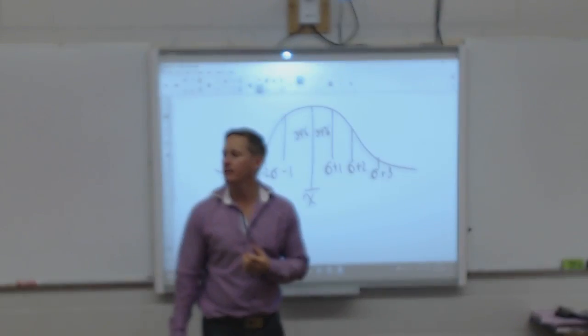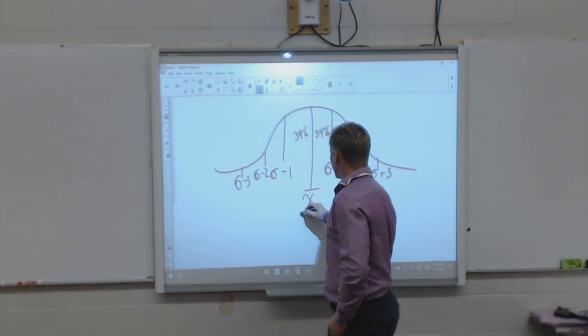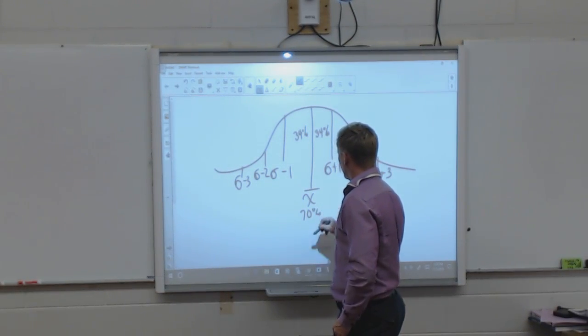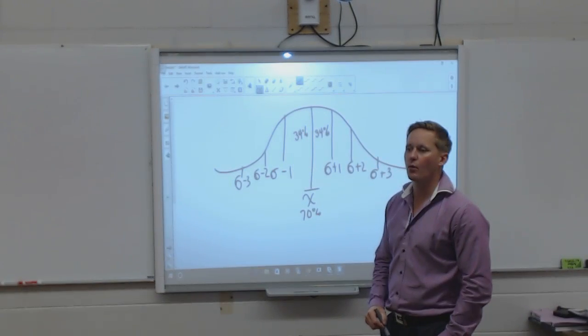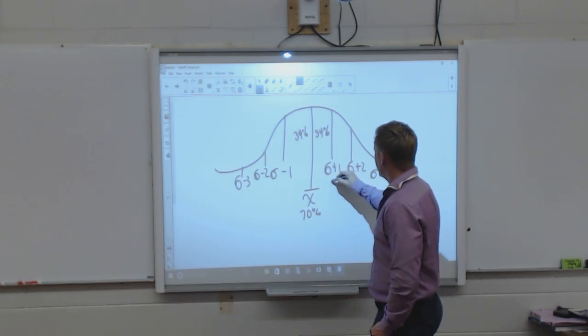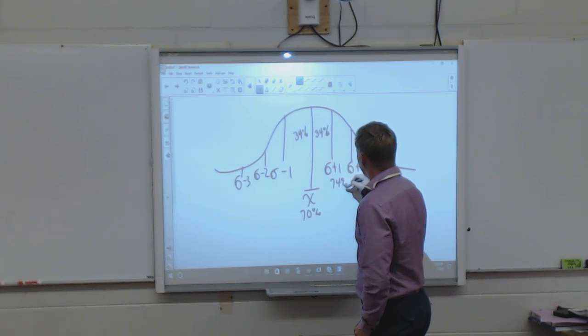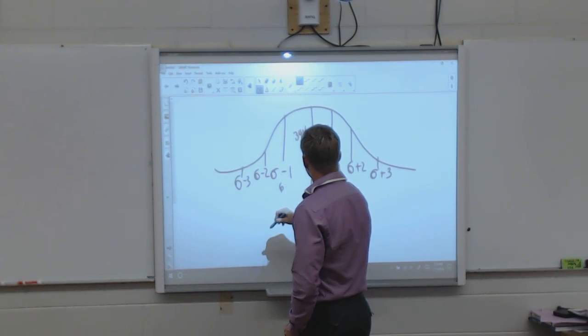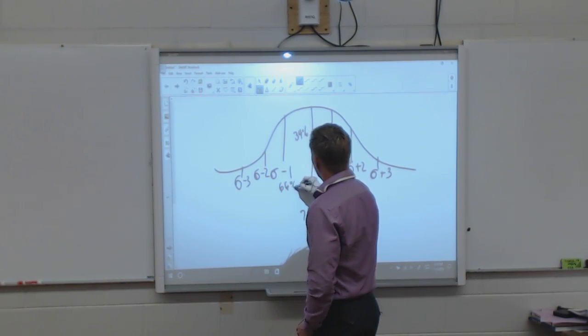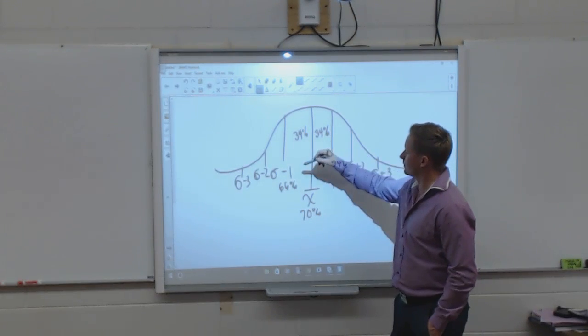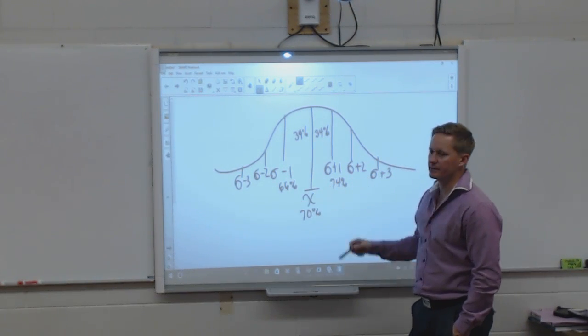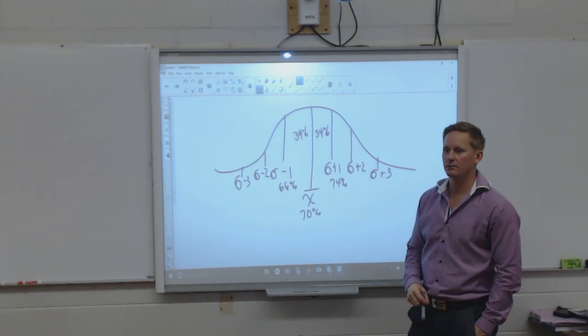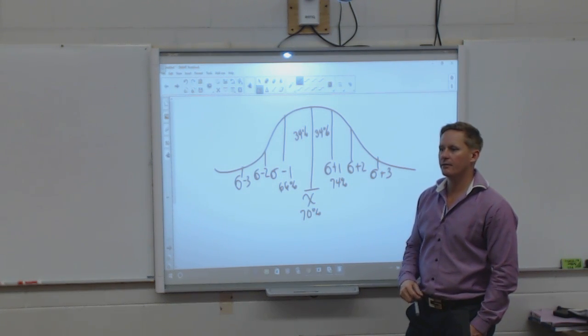So let's say that the test average was 70%. And the standard deviation was 4%. That means then that 68% of the students would have scored between 66% and 74% on your test. Okay? That's how this works.